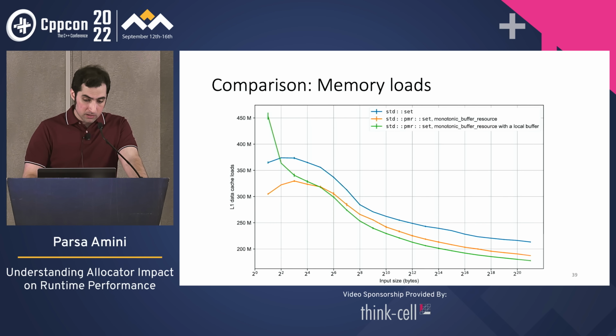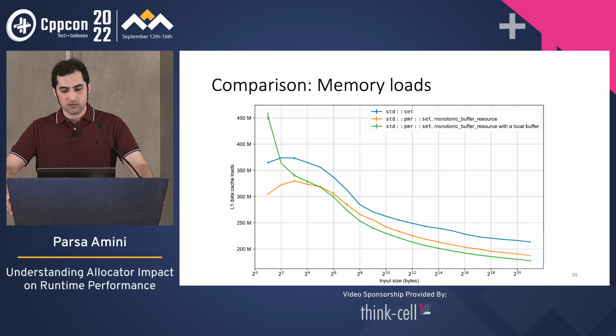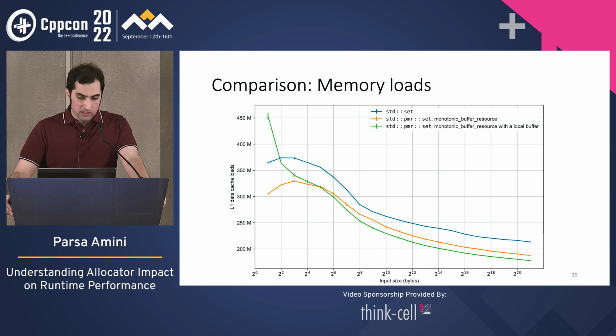And lastly, of the performance metrics that we looked at, we found that the number of actual memory loads we perform correlated the most with our results. We see that std set performed the most number of loads, most number of memory accesses, and we see the same trend for monotonic buffer resource and monotonic buffer resource with a local buffer.